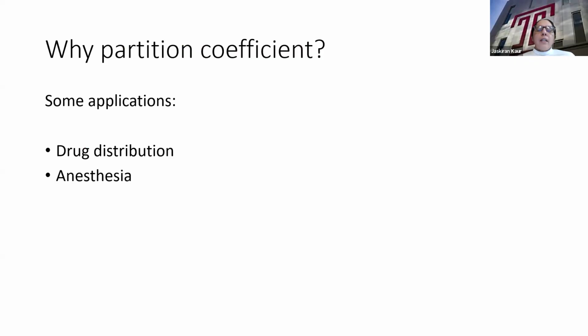Okay, so as I said, there are several applications of partition coefficient, such as drug distribution, also in anesthesia. When they give somebody an anesthesia, they need to know, as the drug is inhaled, how much is actually going to be effective. So they need to know the partition coefficient to see how much would effectively go into the blood versus the tissues.